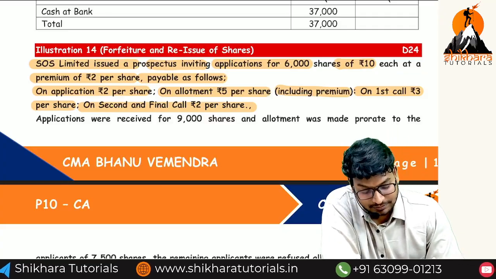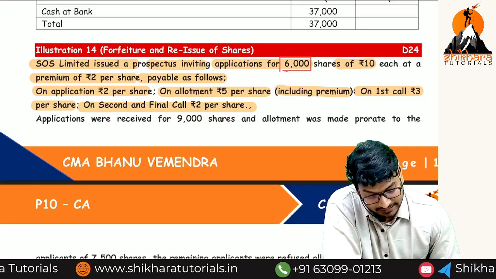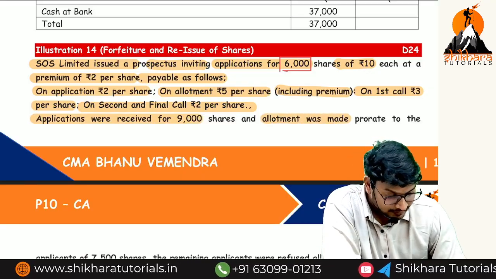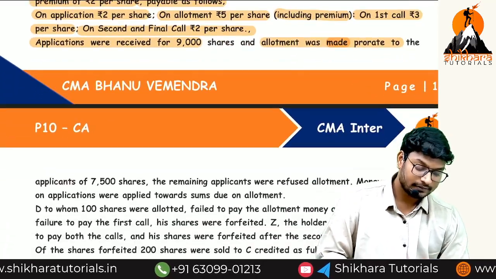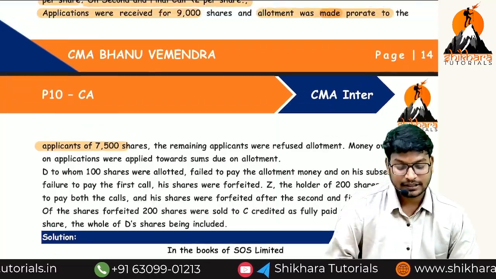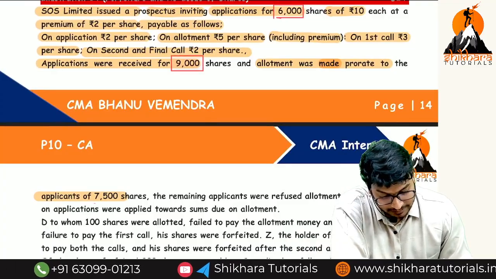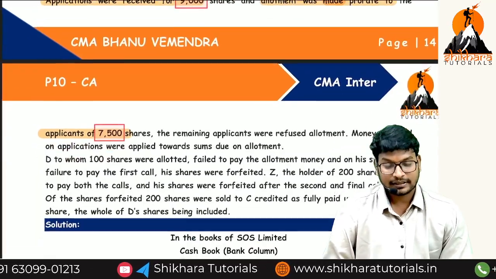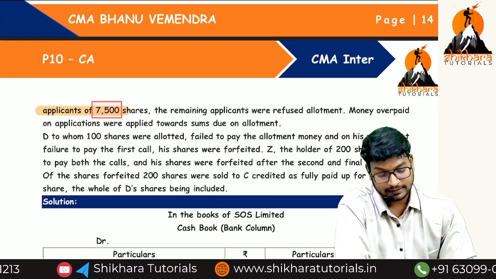They issued 6,000 shares, but how many applications have we received? We have received 9,000, and allotment was made pro rata to the applications of 7,500. That means we have received 9,000. Pro rata is happening for 7,500 shares. That means the remaining 1,500 are outrightly rejected. That is the point you need to understand. Are you getting the point or not? The remaining applications.